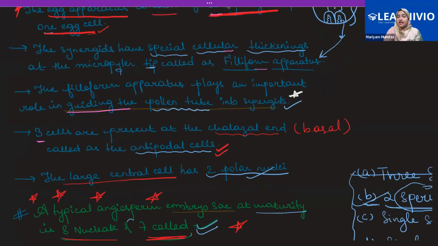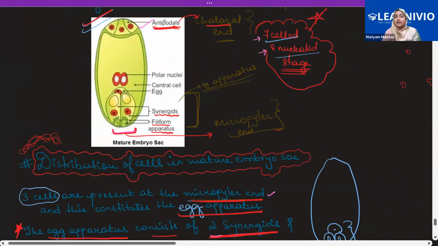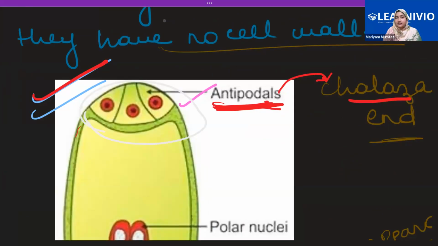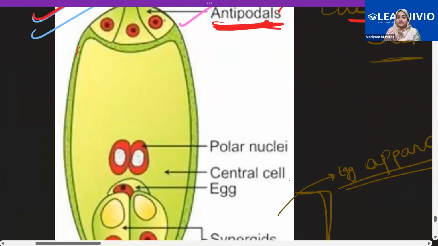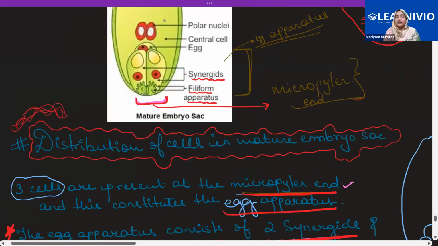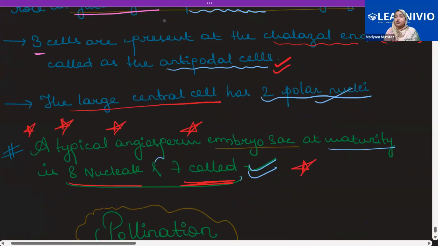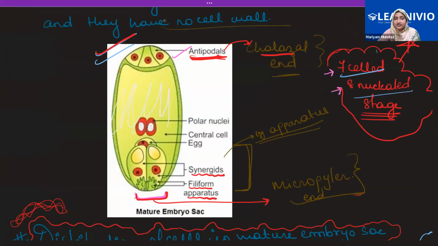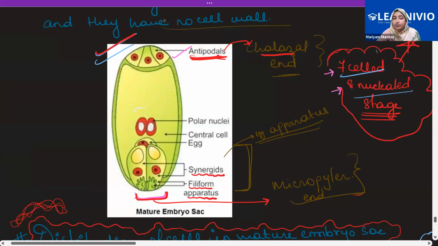Then there are three more cells that go to the basal end, that is the chalazal side, and they are called the antipodal cells. These three together, on the chalazal side, are called the antipodal cells. And then the large central cell has two polar nuclei. So this whole thing is the central cell, and in the middle of the central cell you have the polar nuclei. Two of them, clear?